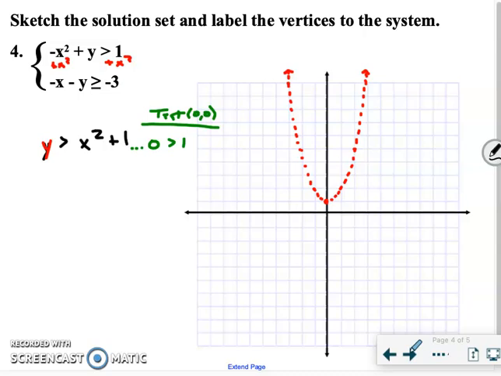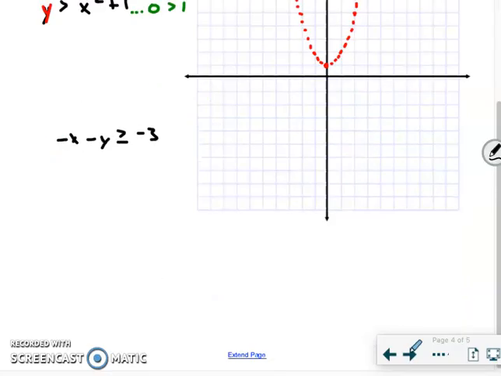For the side, I'm going to come down here and do this. We have negative x minus y greater than or equal to negative 3. Again, I'm trying to isolate the y. So if I add the x over, now I've got to divide everything by negative 1 to obtain positive y here, negative x here, negative 3 here. And when you divide by a negative, we have to flip the sign.